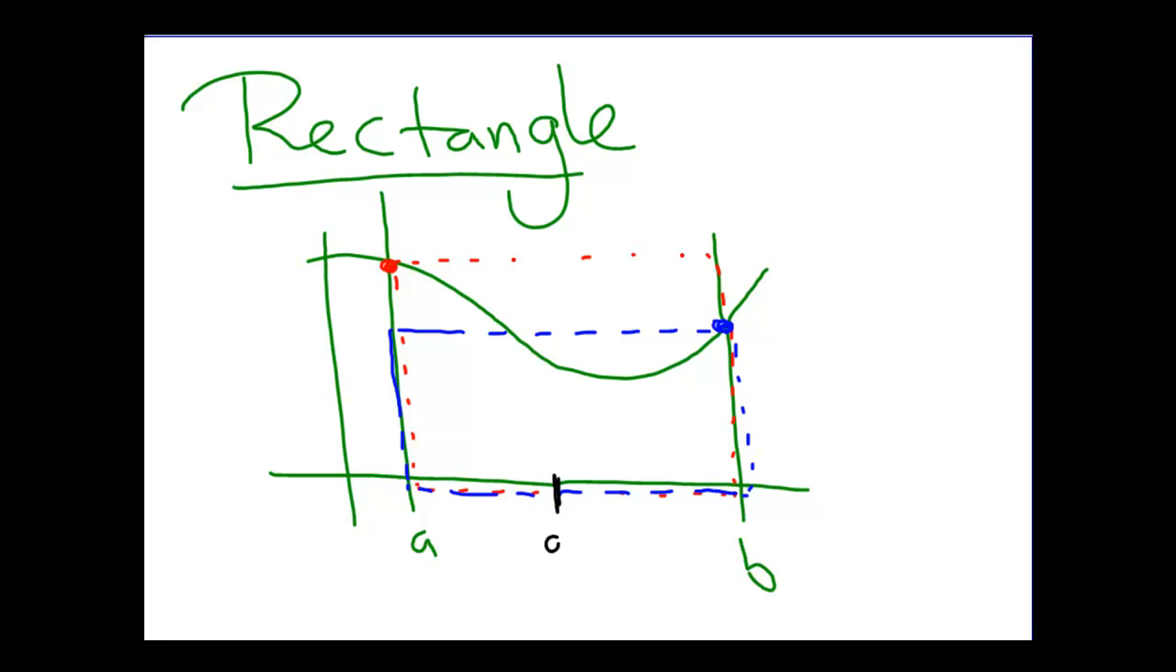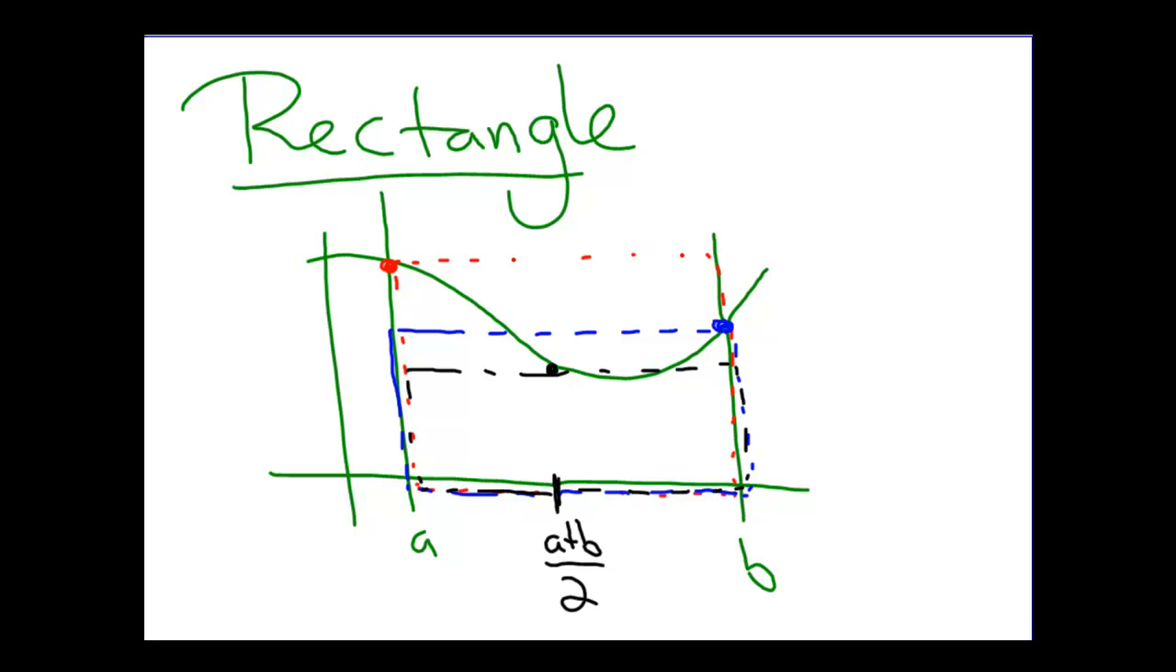Another possibility would be to look at the midpoint of our region here and determine what the function is doing here, and come up with another value for the area, another method. This is a reasonable way to do this.